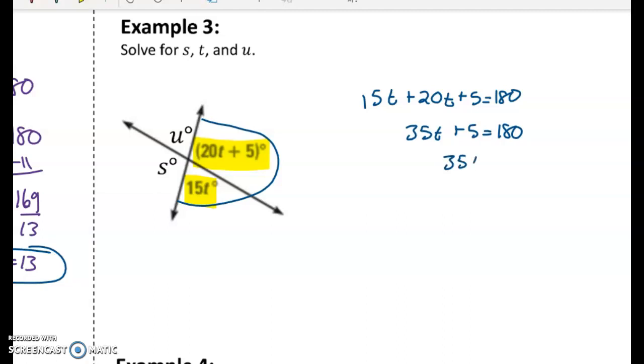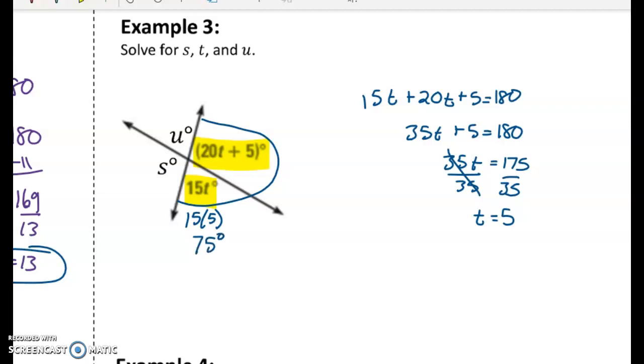All right, so I'm going to subtract the 5. And I'm going to divide by 35. And remember how I told you that you need to show some steps, but you don't have to show every single step in great detail if you feel solid on your algebra skills. But if your algebra skills aren't the best, then yes, you still want to do the work out on paper. Okay, so if t is 5, this is 15 times 5, which is 75 degrees.